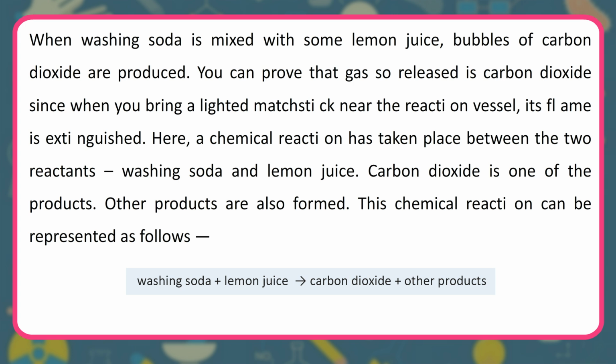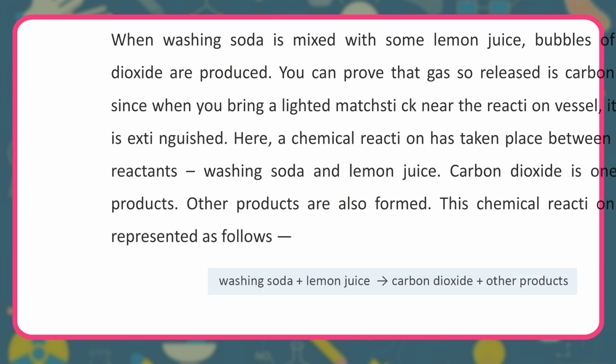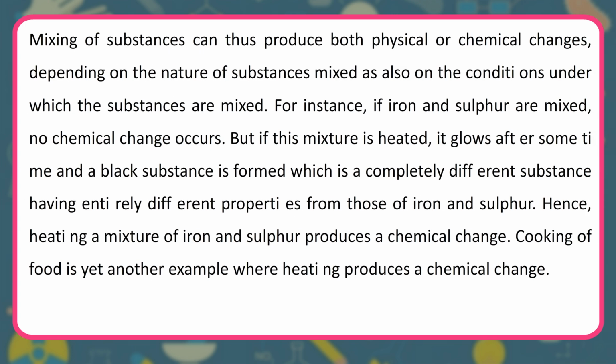Here, a chemical reaction has taken place between the two reactants, washing soda and lemon juice. Carbon dioxide is one of the products. Other products are also formed. This chemical reaction can be represented as follows. Washing soda plus lemon juice, carbon dioxide plus other products. Mixing of substances can thus produce both physical or chemical changes, depending on the nature of substances mixed as also on the conditions under which the substances are mixed.